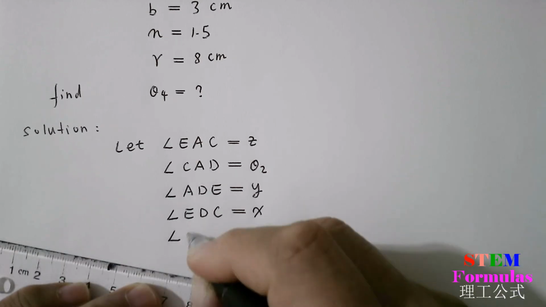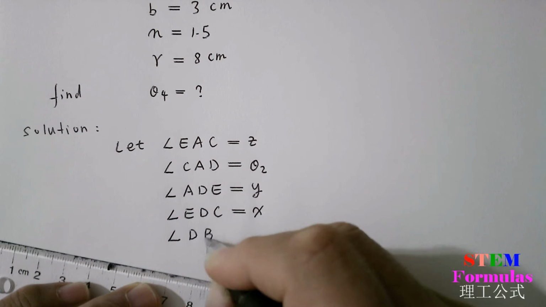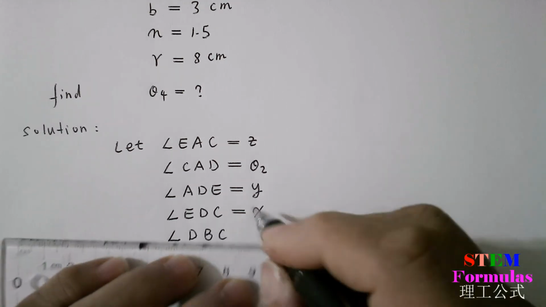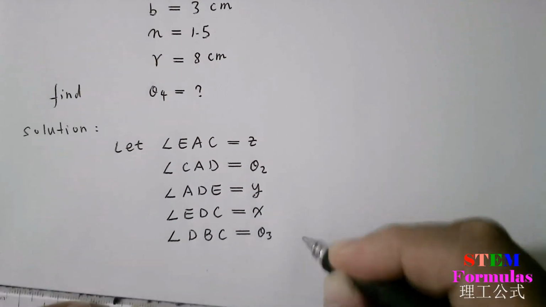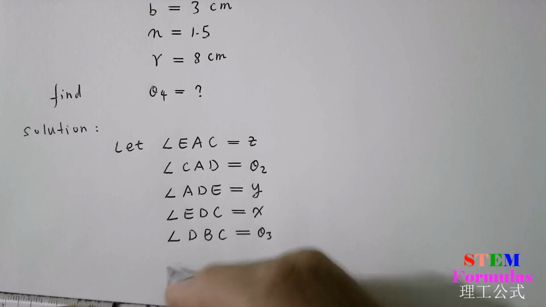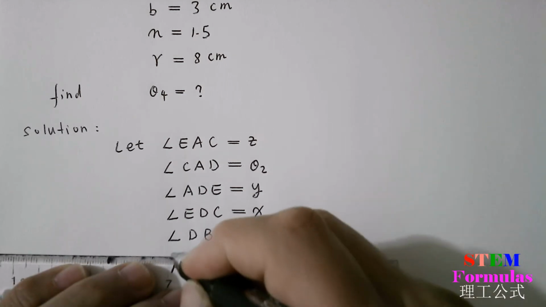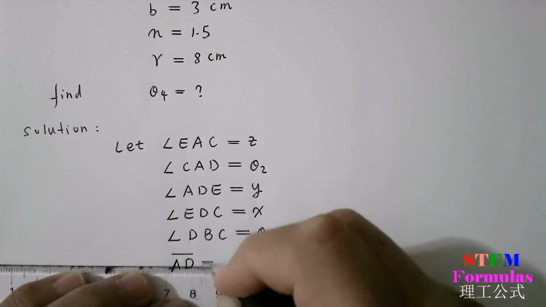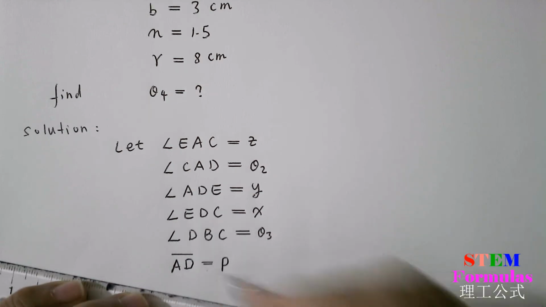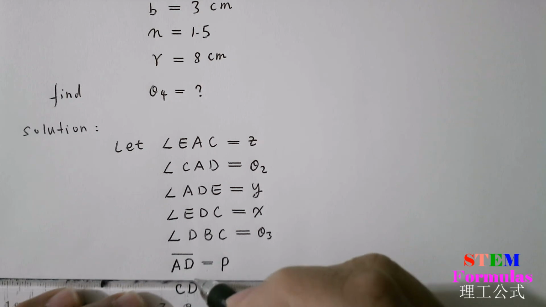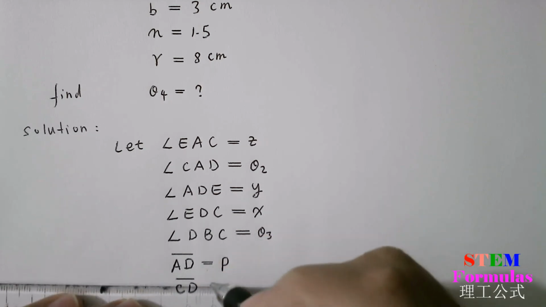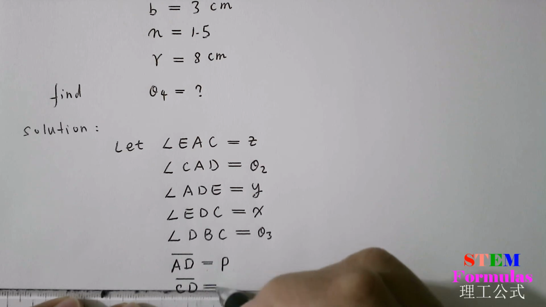And angle DBC, I call this angle theta 3. And the distance from A to D, I call P. And the distance from C to D equals D.